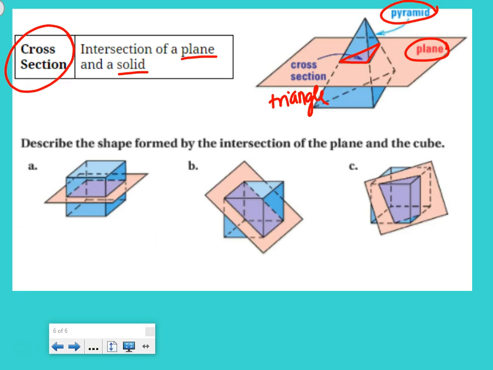So if we look in our examples, describe the shape formed by the intersection of the plane and the cube. So our cube is our 3-dimensional figure. Our plane is our 2-dimensional figure, and we want to know what shape it's making. So if we have a cube, we know that it's a square. So when this plane crosses, this purple section is actually going to be a square.